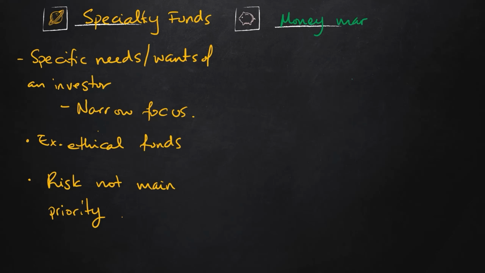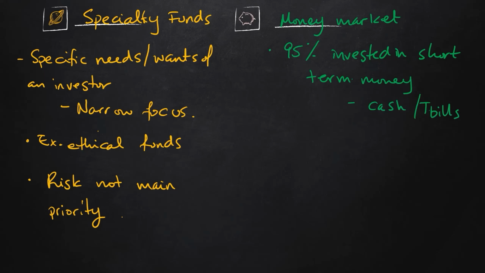Money market is a very, very low risk fund. It is probably one of the easiest to understand. It's very simple to explain to your clients. 95% of the money is actually invested in short-term money, whether that's cash, treasury bills, anything that can be easily liquidated. That means it can be sold very quickly.